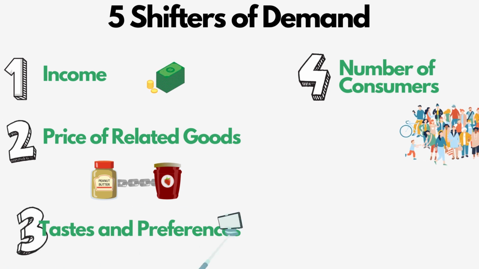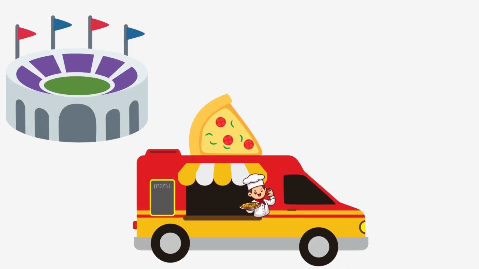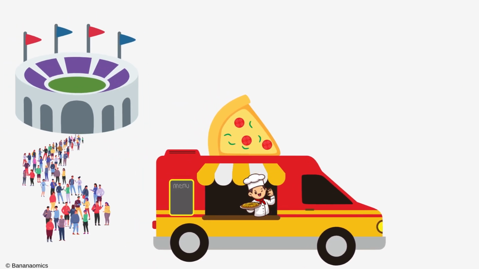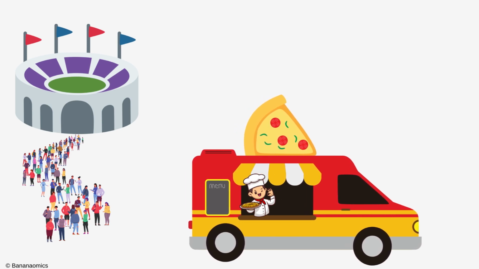The fourth shifter of demand is number of consumers. The number of consumers surrounding a business can change and affect demand for a variety of reasons. Imagine there is a pizza restaurant selling near a sporting event venue. On the day of an event, demand for pizza will increase drastically compared to days with no event.